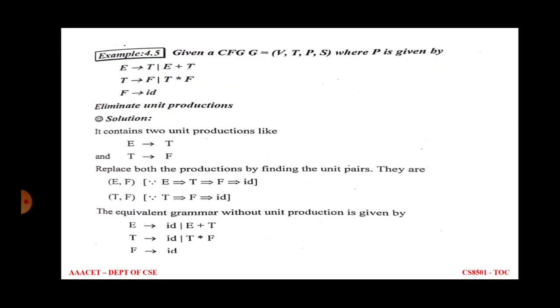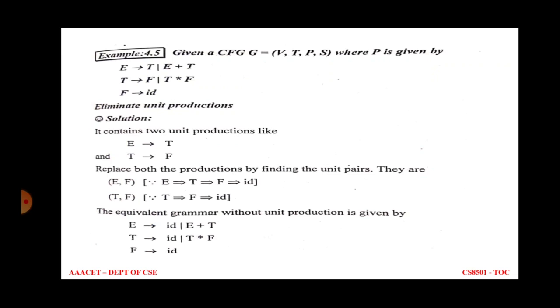We will see one problem on elimination of unit production. E tends to T, E tends to E plus T, T tends to F, T tends to T star F and F tends to ID. So in this grammar we can clearly see that the unit productions are capital E tends to capital T and capital T tends to capital F. So we have to eliminate these unit productions from the given grammar.